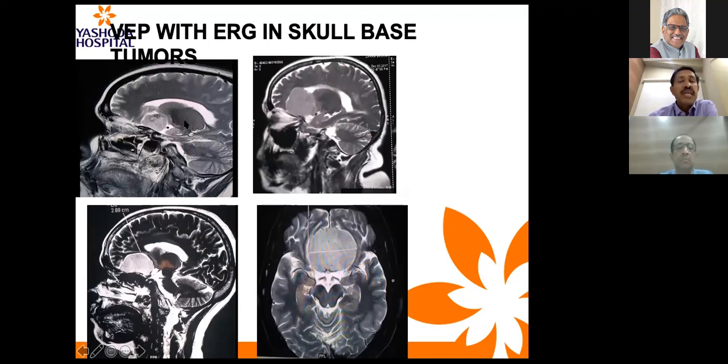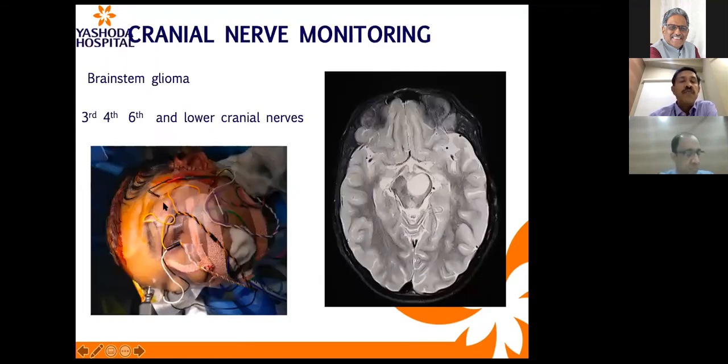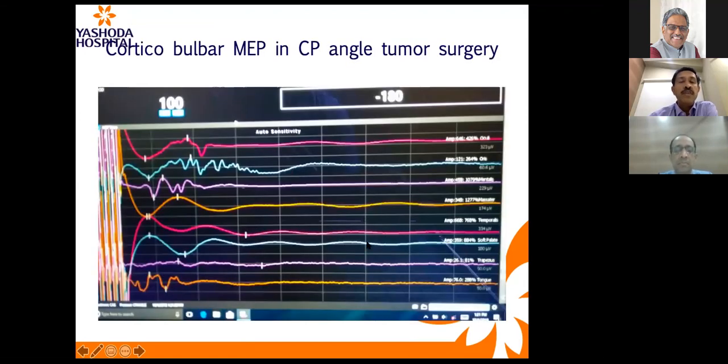Now, not just intraaxial lesions. In extraaxial lesions like a meningioma, if it is basifrontal, compressing on the optic nerve, you can even monitor the visual pathway with VEP, and you can even monitor third, fourth, and sixth cranial nerves if you are operating on a cavernous lesion or a brainstem lesion like this, where you want to preserve the third nerve, which is coming out in the interpeduncular cistern.